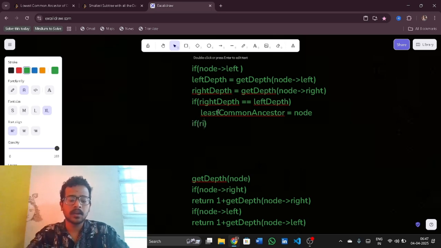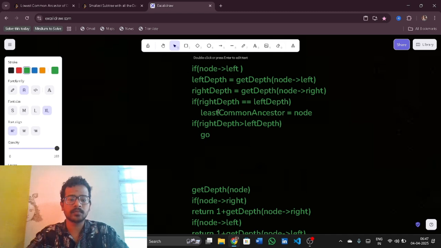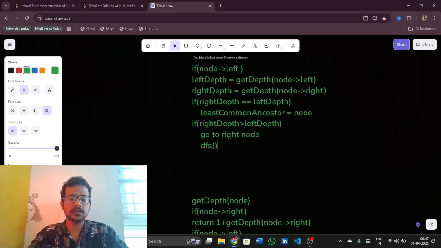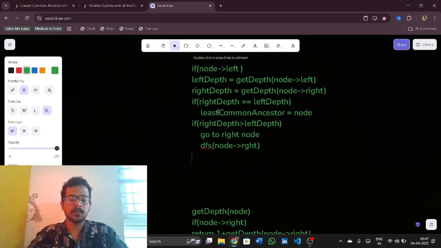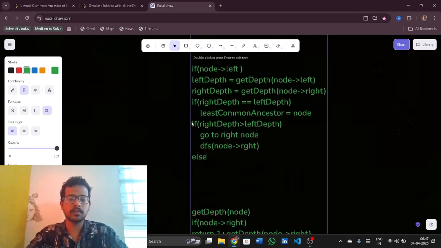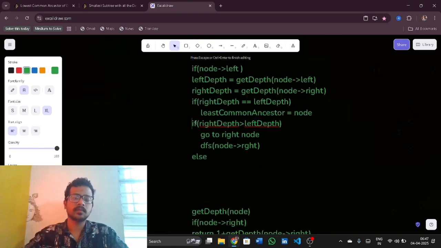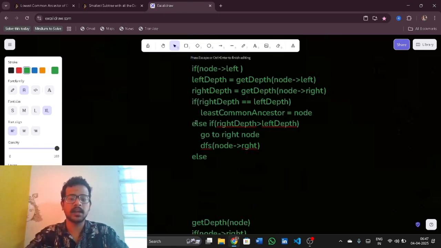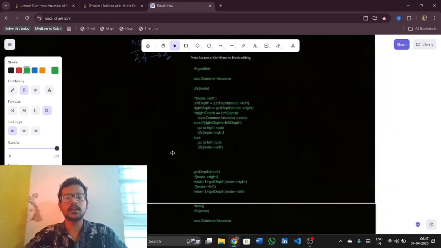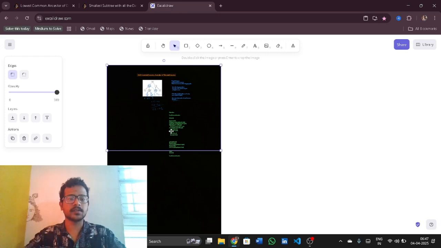Now if right depth is greater than left depth, then go to the right node. That means I will call a DFS of node right. Else, I need to go to the left node. That means call a DFS of node left. That's it. This is how simple this question is.